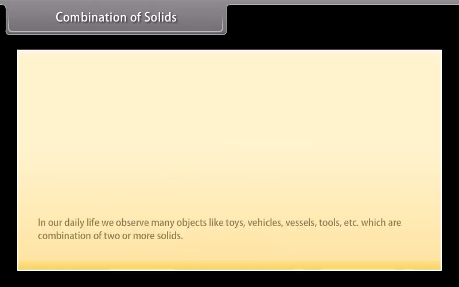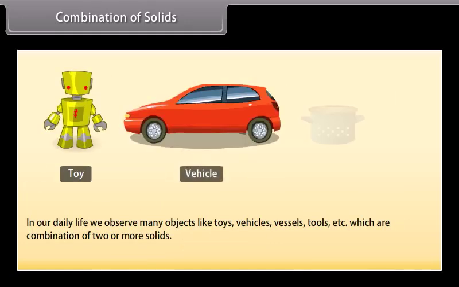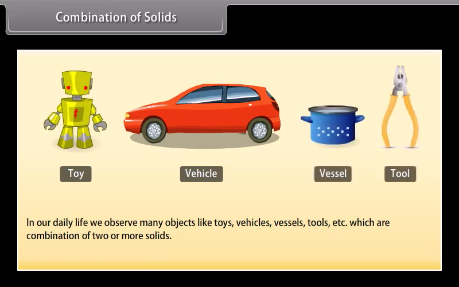In the same way, in our daily life we observe many objects like toys, vehicles, vessels, tools, etc., which are combination of two or more solids. Let's learn to find their surface areas and volumes.